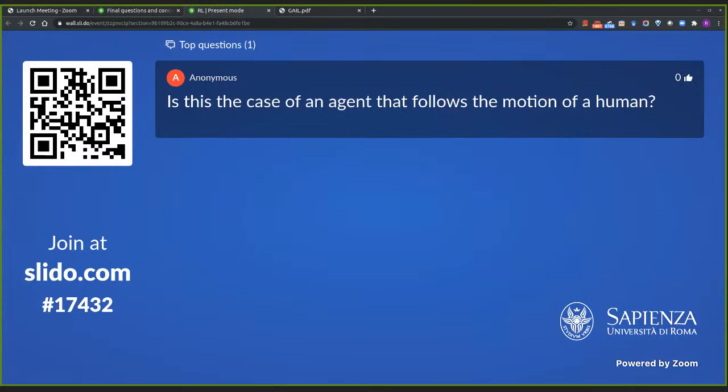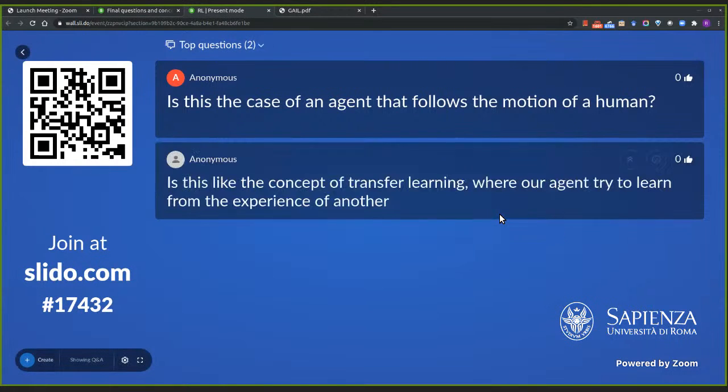So the idea here is I cannot specify a reward function, but what I can do is I can observe some experts and I can retrieve a reward function, and then I can do reinforcement learning on top of that.